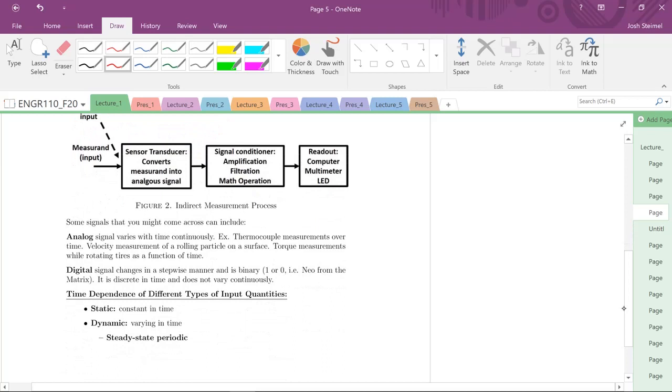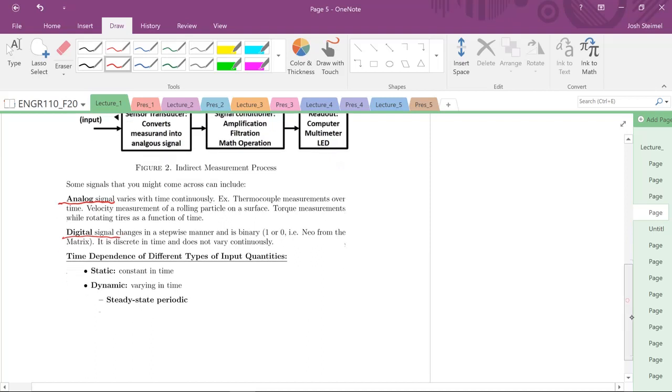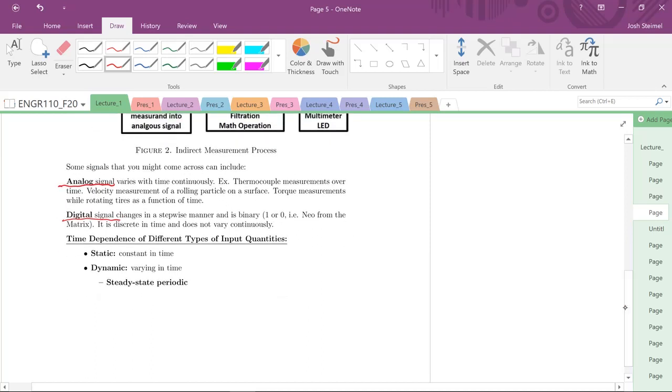Now, the signals can vary. Usually, every measurand is going to vary in time. Once you transduce that signal, you could be dealing with analog signals or digital signals, and they are going to be very different in terms of how you work with them. Additionally, these signals that vary in time have different time dependencies. It could be static or constant in time. If you run a creep test where you hold some quantity constant, or a static measurement like a scale, that's not going to vary in time.